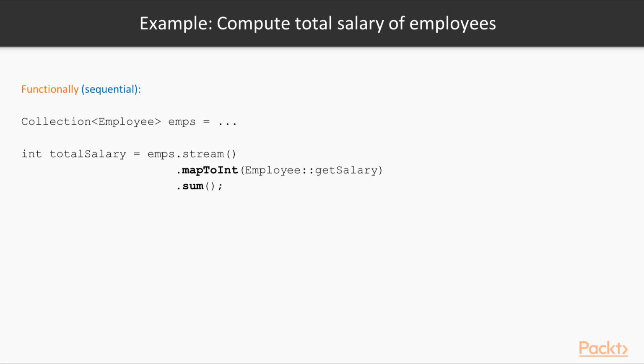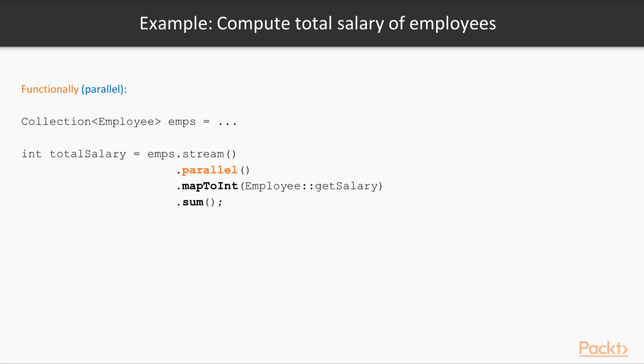We start with the collection of employees, we turn it into a stream, we apply the mapToInt intermediate operation that will extract, in this case, the salary from each employee, and therefore turn our stream of employees into a stream of primitive integers. And then on this stream of primitive integers, we can call the special sum operation that will sum all these integers into a result.